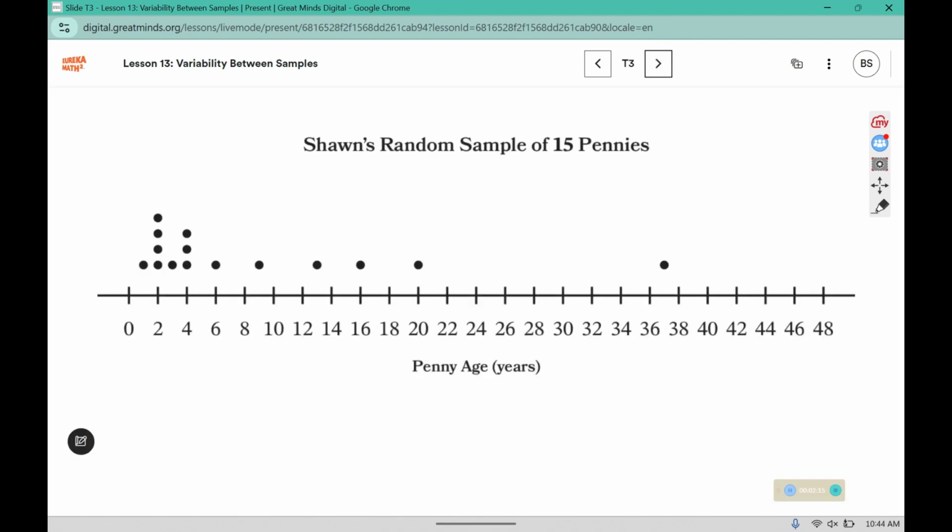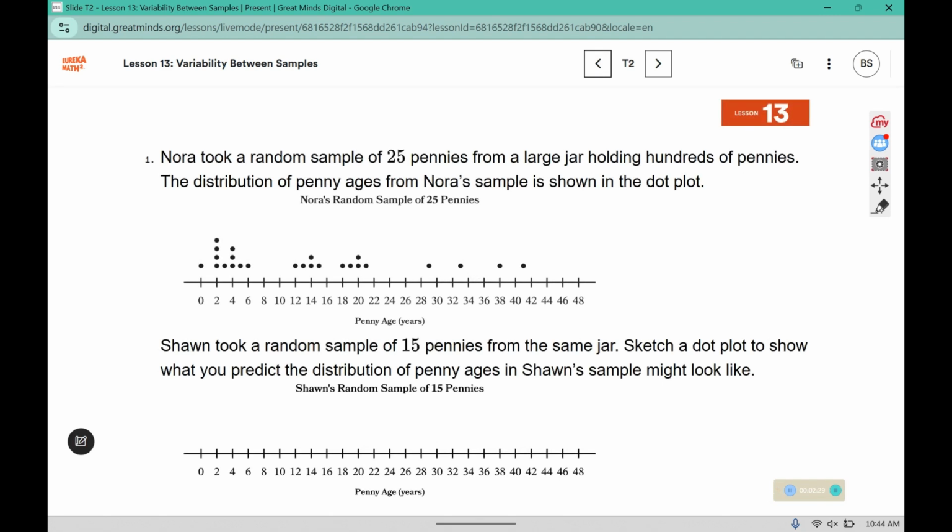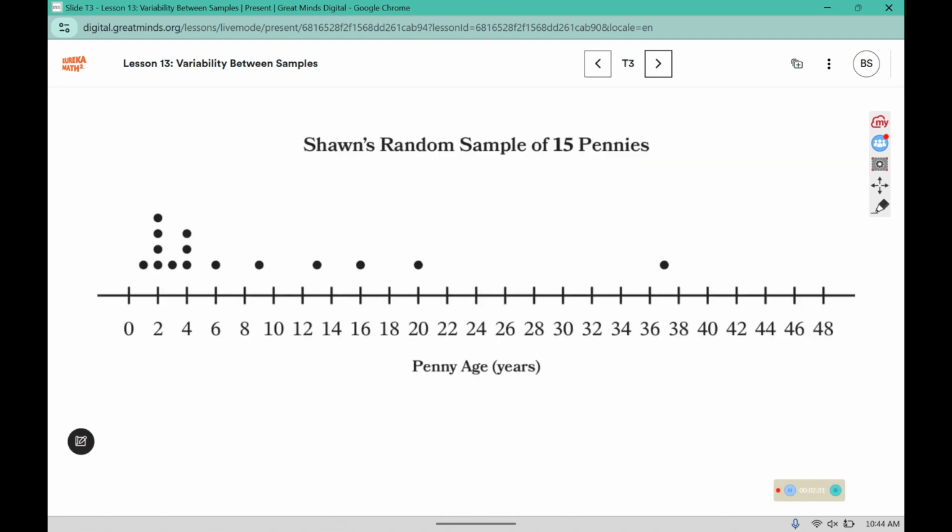Here's an example of what your dot plot might look like. You can see that there are a lot of the dots clustered up here at the beginning, and then a few sprinkled throughout towards the end, just like we saw in Nora's dot plot. But again, it should only have 15 dots on it.